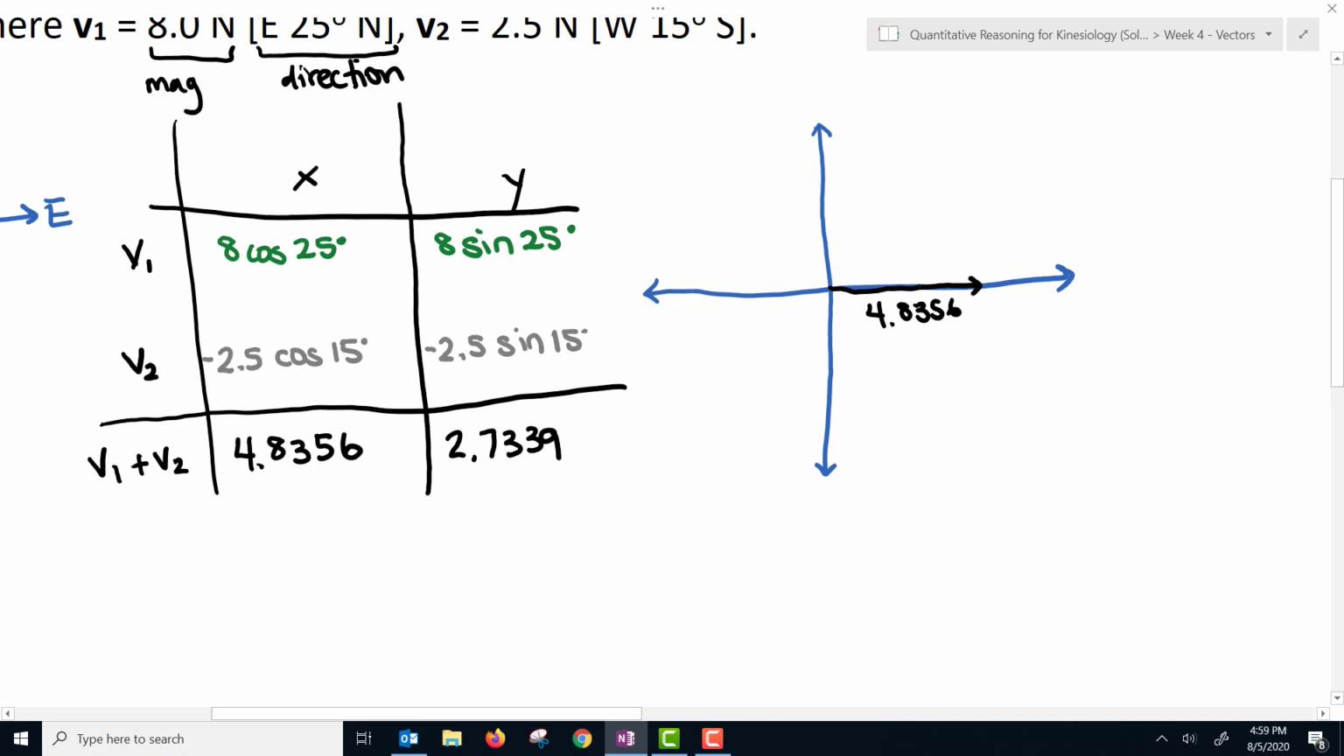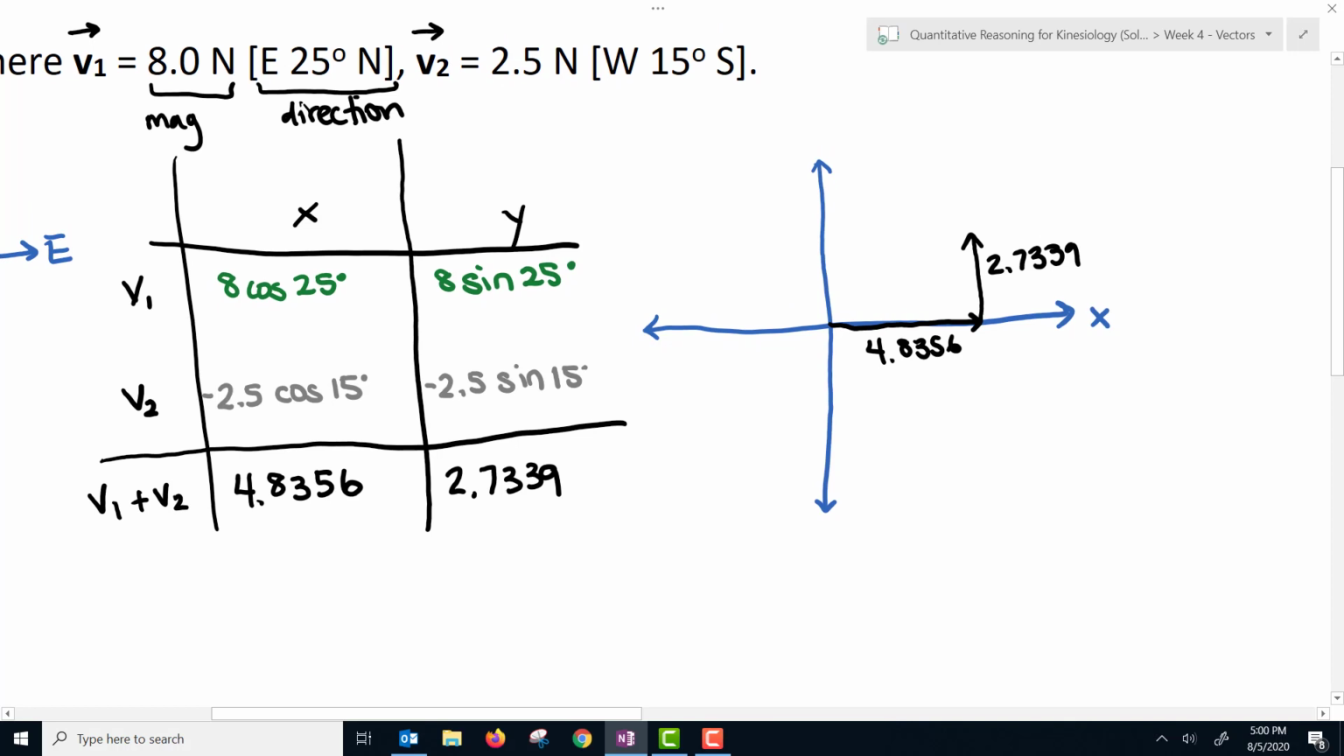4.8356. And then I have a y component of positive 2.7339. I'll label my axes. This is the x-axis. This is the y-axis. In fact, if we go back to our original question, notice that we had north, east, south, west. So I'm going to relabel them as north, east, south, and west.